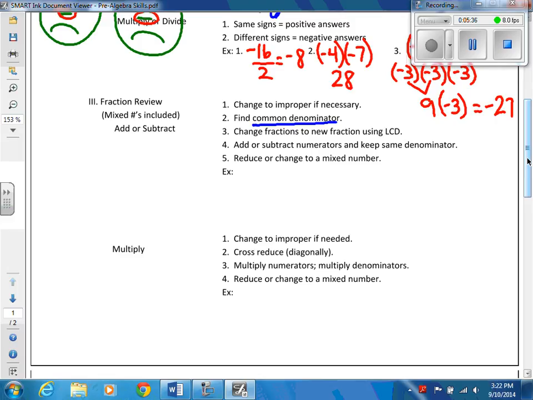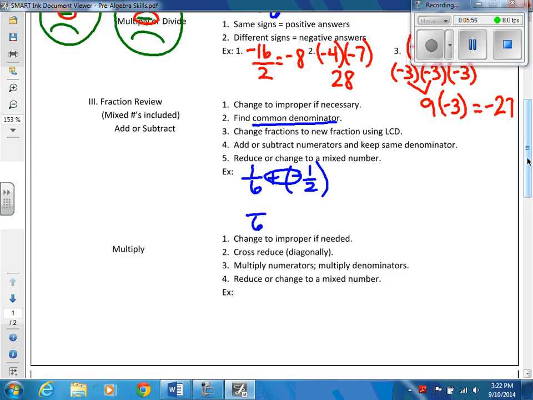So the example that I want to show you will display what I'm talking about. Okay, now this example also has double signs, so we want to take care of that when we're rewriting our problem. There are no mixed numbers, so we don't have to worry about step one. We do need a common denominator. 6 and 2 are not the same number, so we need to find the lowest number that both of them can divide into, and it happens to be 6.